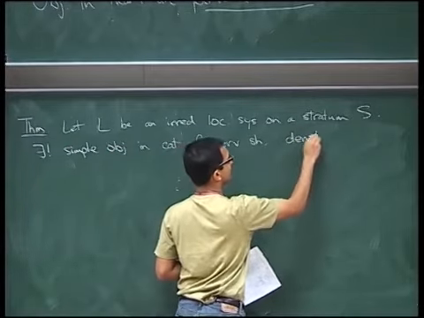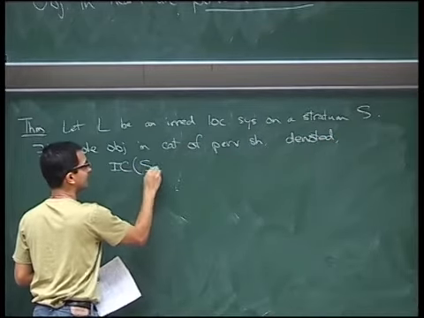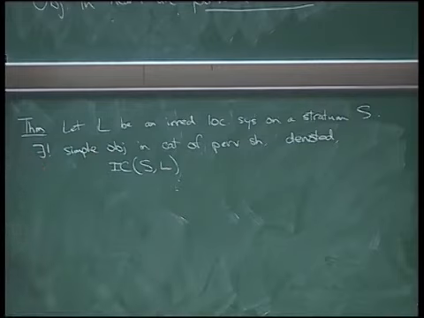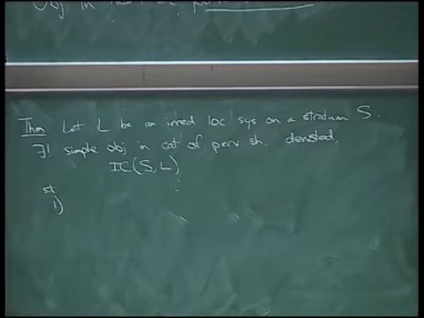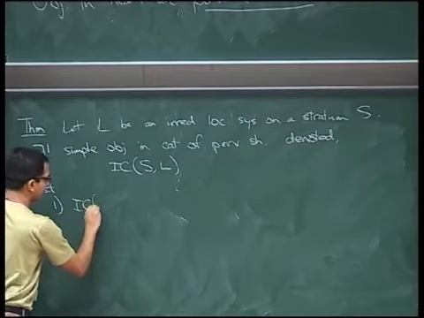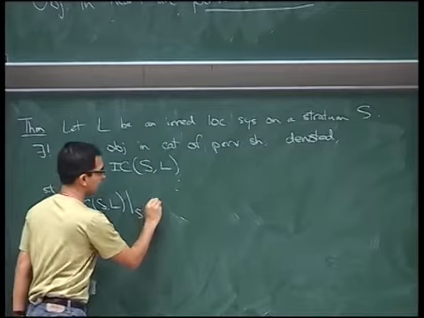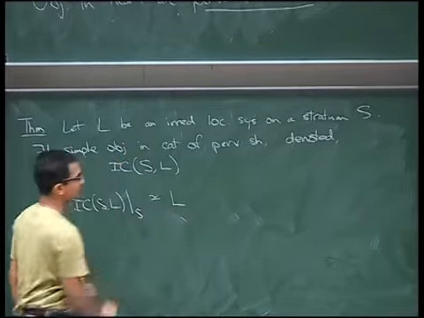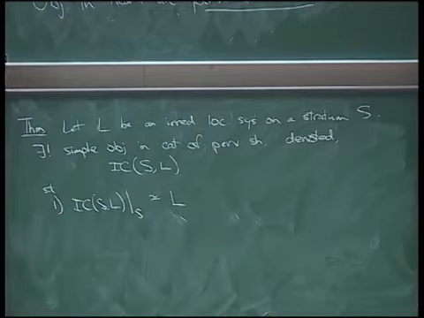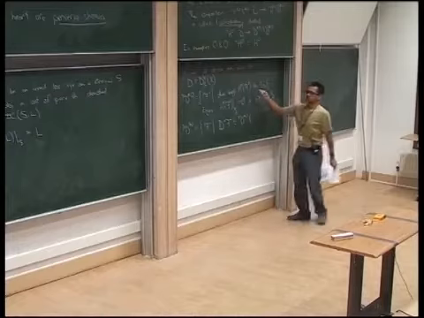and it's denoted IC(S, L), such that the following two conditions hold. IC(S, L) restricted to S is just the local system you started with, except it's not quite that local system because, well, there are these strange dimension conditions.